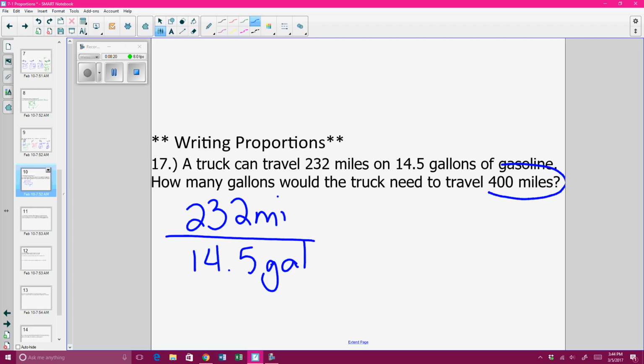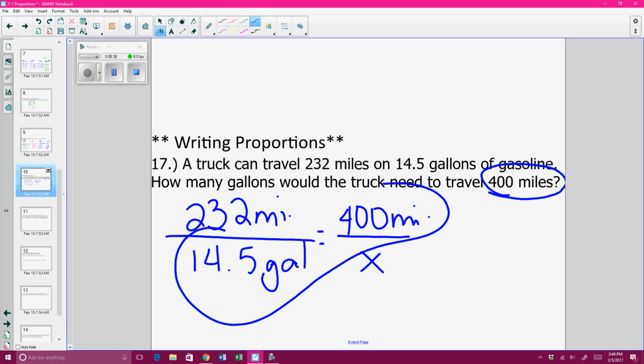So notice that this is 400 miles, so when I make my second fraction, I need to keep 400 in the numerator, so that way it matches up with miles. So you have miles here and miles here. We're looking for the number of gallons, so you can just go ahead and put an X here or whatever variable you would like to use. And now we're just going to cross multiply.